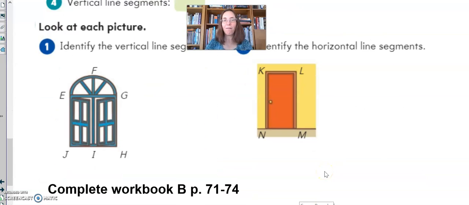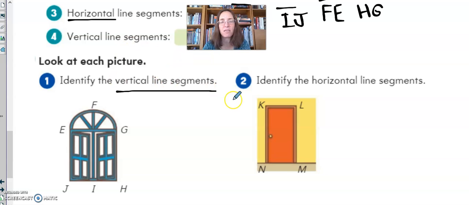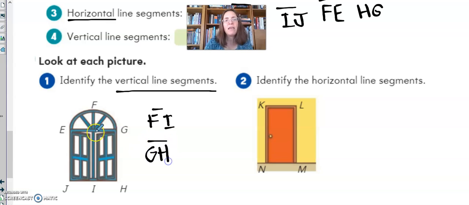Okay, ooh, more, but now with real life pictures. In this picture, they just want the vertical line segments. Do you see that? They're making you read that and understand the vocabulary because they want you to learn the vocabulary. The vertical line segments here, I'm going from F to I right away. That's where I started. And see any other ones right there? Ooh, how about GH? That's where my eyes went next. Doesn't matter what order they come in. You just want to try to find them all. And ooh, EJ is also vertical.